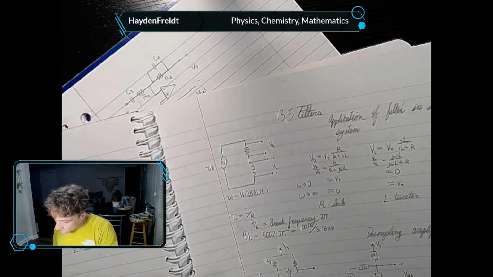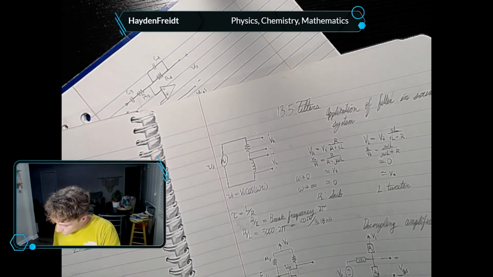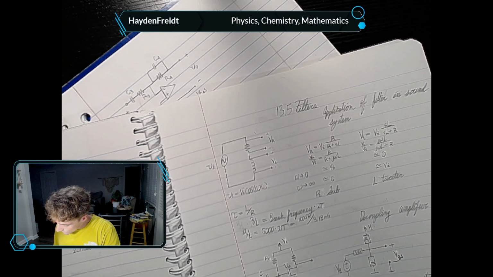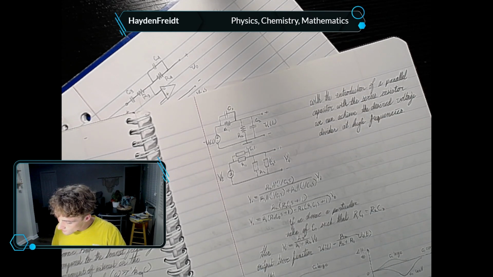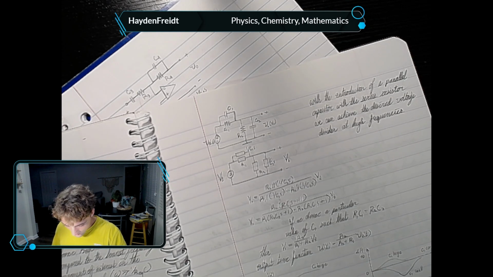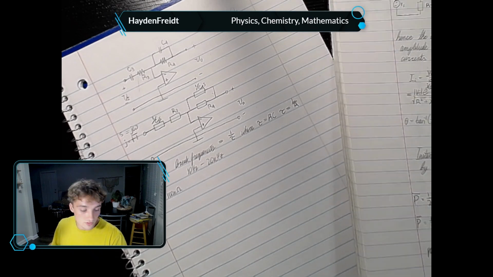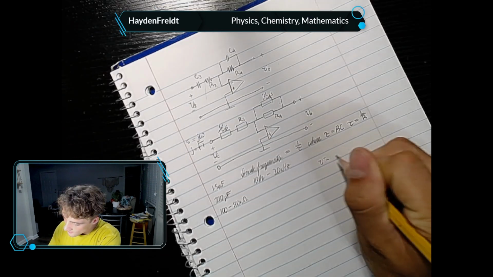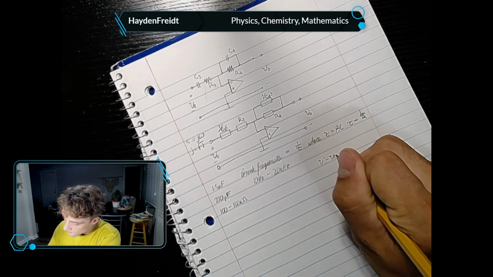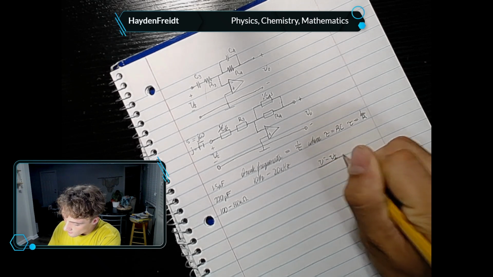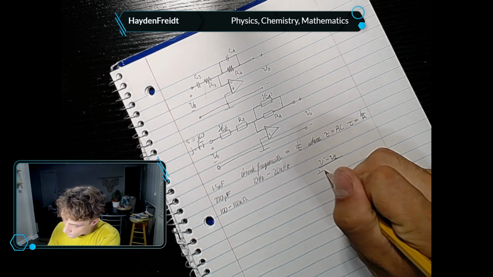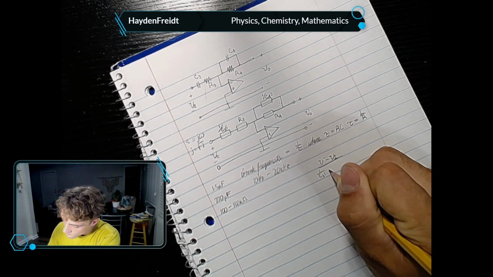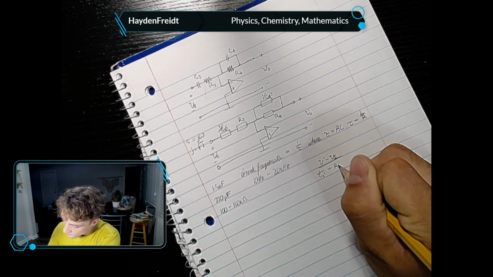But this right here, this is what I want to know. Filters. With a parallel capacitor with the series resistor, we can achieve the desired voltage divider at high frequencies. Indeed. Alright, let's just jump into it. Let's start with V negative minus VI, divided by the combination of 1 over C3S plus R3.